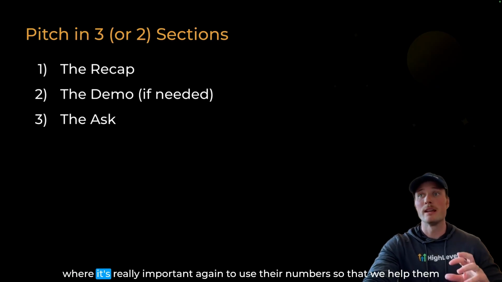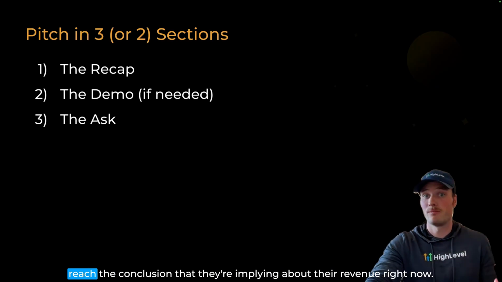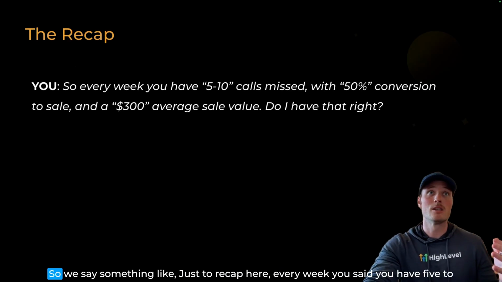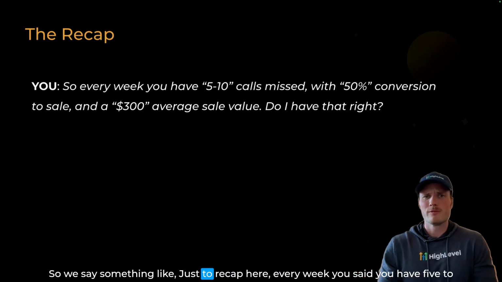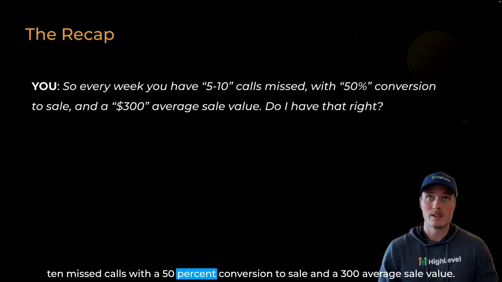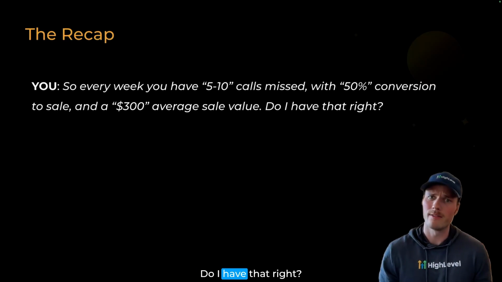And this is where it's really important, again, to use their numbers so that we help them reach the conclusion that they're implying about their revenue right now. So we say something like, just to recap here, every week you said you have 5 to 10 missed calls with a 50% conversion to sale and a $300 average sale value. Do I have that right?